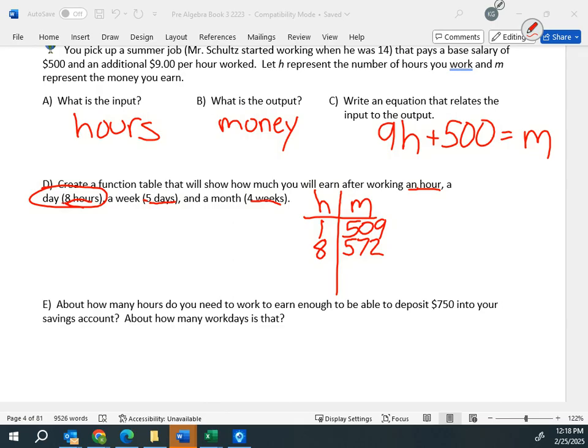What number should we do now, Michael? 40. If I'm working 5 days a week, it's 40 hours a day. Or sorry, 8 hours a day, so 40 hours in the week. That's a pretty standard full-time job to work a 40-hour week. How much money am I going to earn if I work 40 hours in my week? Luke?